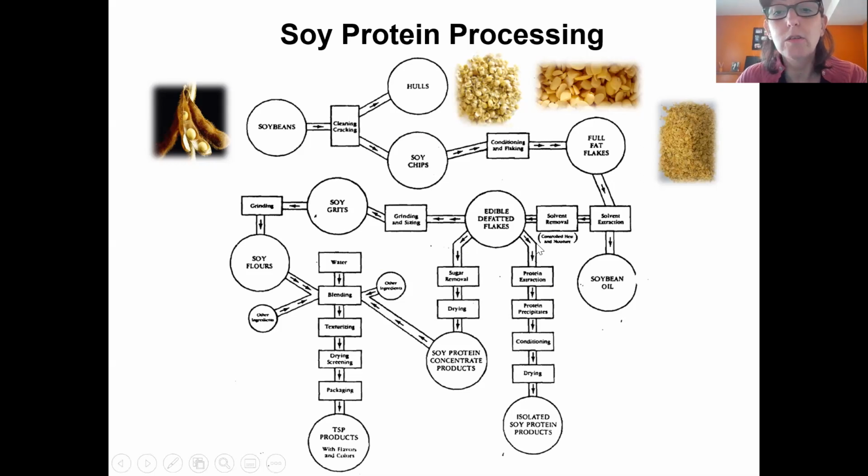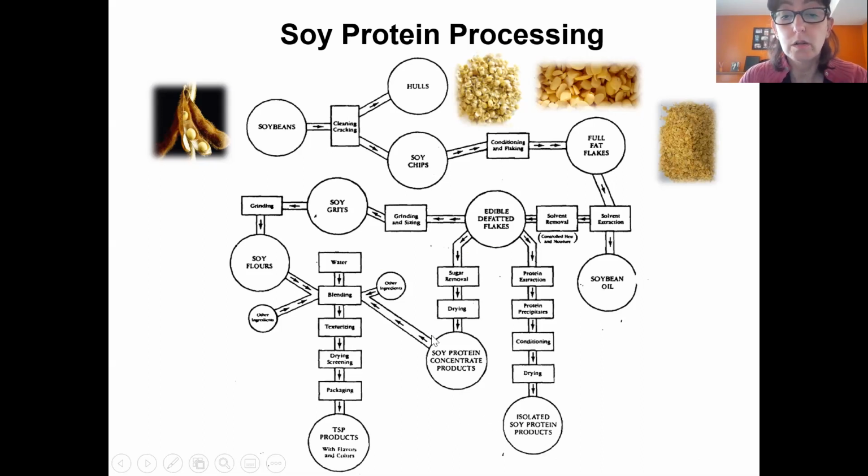If you want to get an isolate, you go through the route of protein solubilization under alkaline conditions. Then you remove the precipitate, which is mostly fiber, and then you get the supernatant. You subject it to an isoelectric point pH, precipitate the protein, remove the solubles, sugars and soluble fiber in this case, and then neutralize first, spray dry, and you end up with an isolate. There's more than 90% protein.